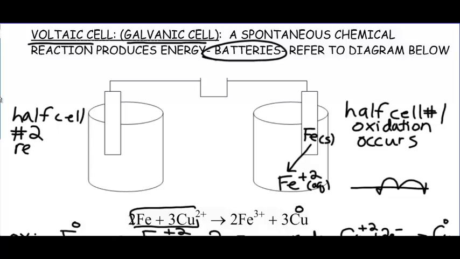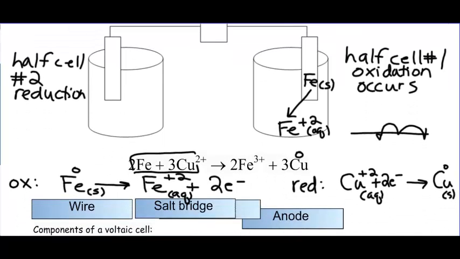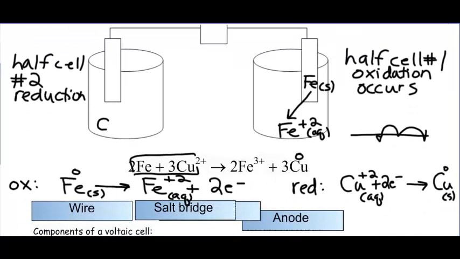where reduction is occurring. If you look at the reduction half reaction, we already wrote it out down there, there are copper ions in the solution, right? Think of this like liquid. There are copper ions in the solution, and that is turning into solid copper. So this bar represents the solid metal. So there are copper ions turning into solid copper in that half cell. That's the reduction half cell.